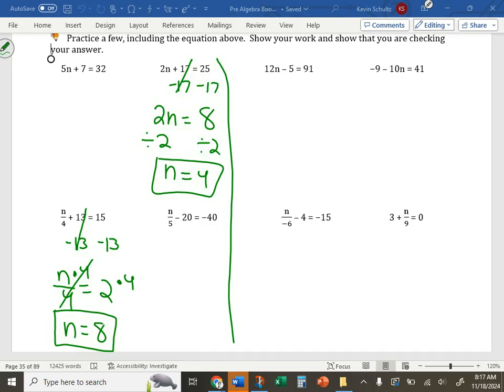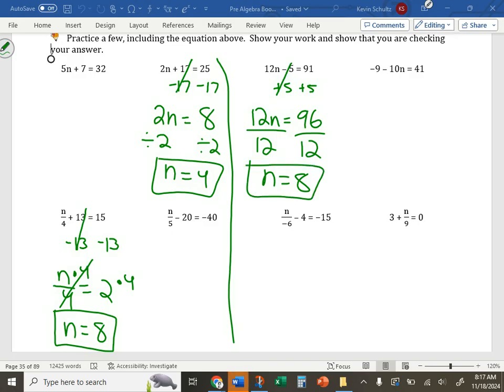Okay? So your first step here is to undo that subtracting 5. You're going to be adding 5. Right? Negative 5 plus 5 equals 0. You've undone the operation. You've canceled it out. That leaves you with 12 times n equals 96. And now the opposite of multiplying by 12 is dividing both sides by 12. And n is going to equal 8, which is what many of you had. Awesome job. Okay?